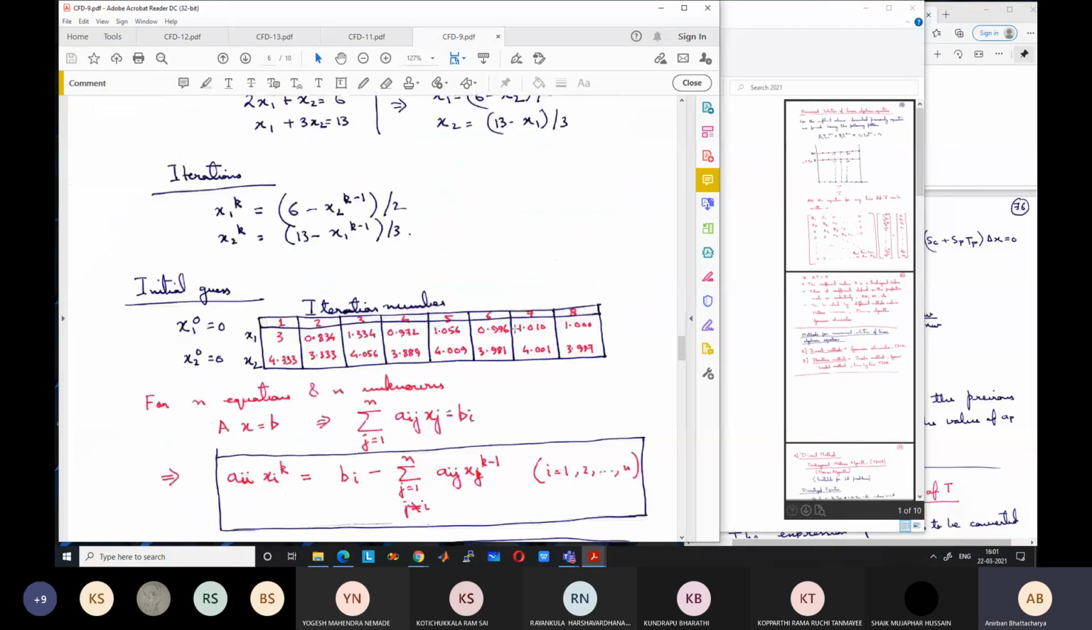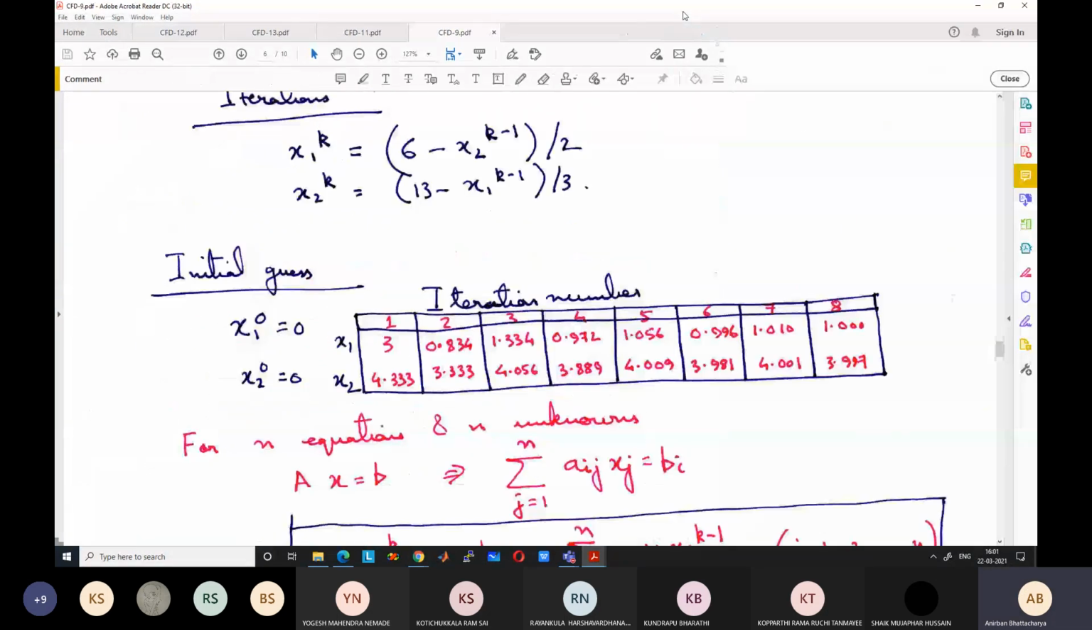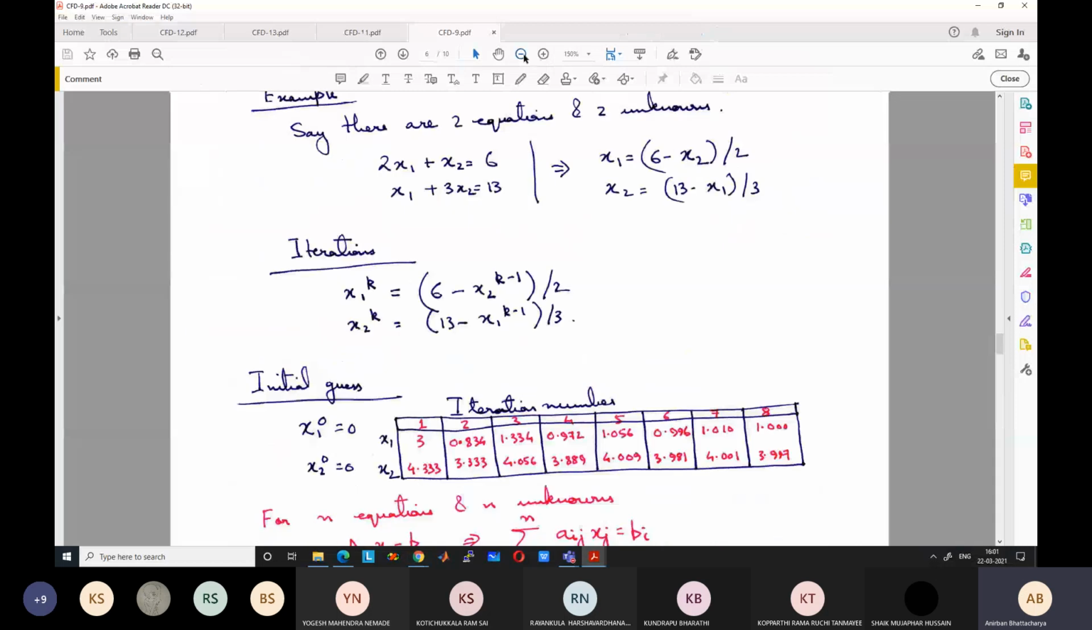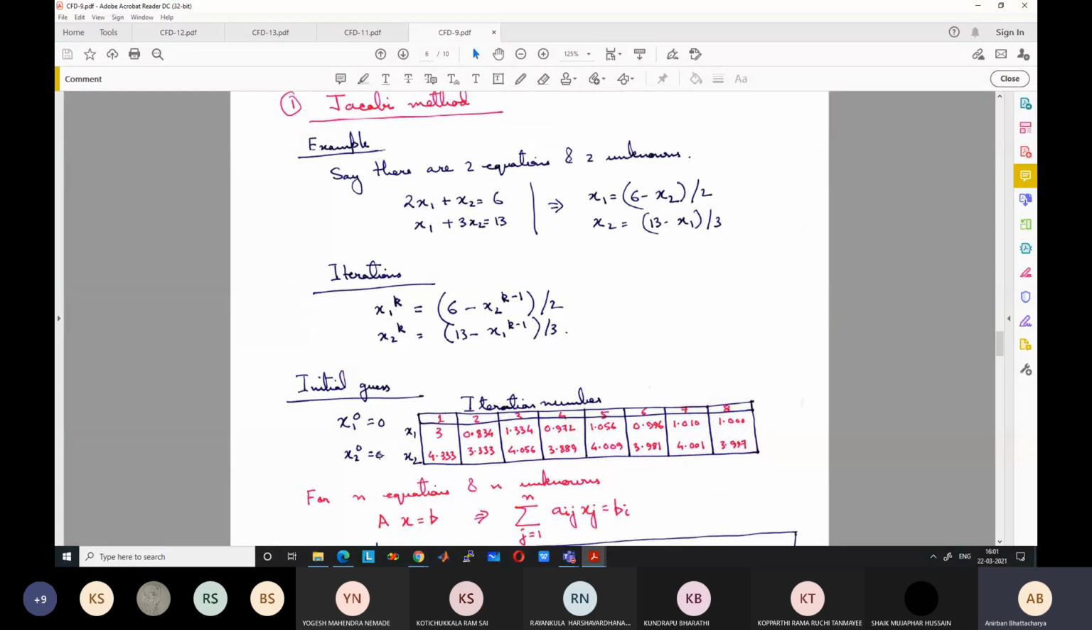So this was what we had discussed once. We had two equations and two unknowns, and this was part of your syllabus, so you should remember. We started from some initial guess 0, 0, and we wanted to go towards the correct solution. Correct solution was 1 and 4. So gradually we found that after first iteration the value is 3 and 4.33. Second iteration is 0.834 and 3.333. Third iteration is 1.34 and 4.056. Like this we iterated, and we stopped at some point.